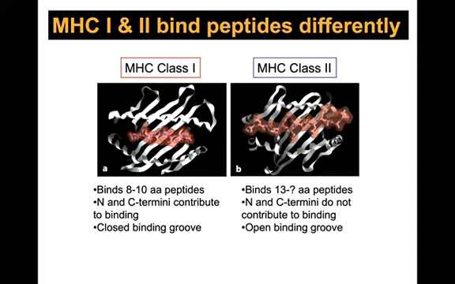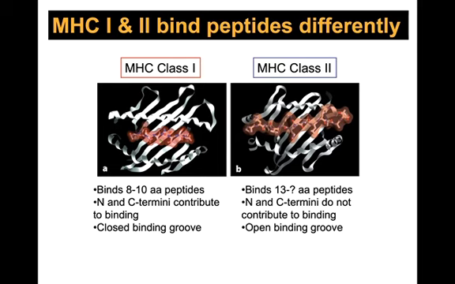MHC2 is a little different. So the peptides are typically longer, or they can have sort of undefined ends. And because of that, you can't cap the N and C, the amino and carboxy termini of the peptide. So the groove is open, allowing that peptide to sort of slide back and forth. And we'll talk about why that's important in just a second.